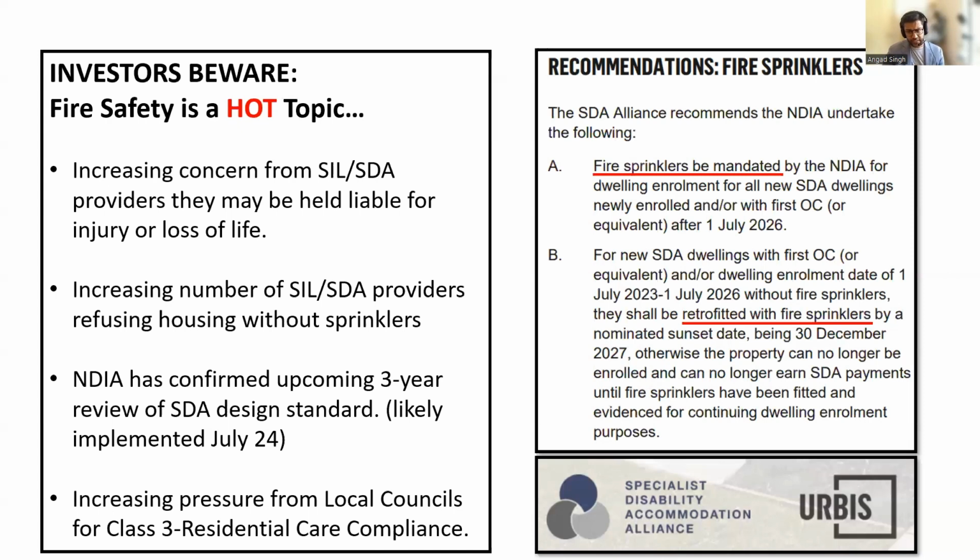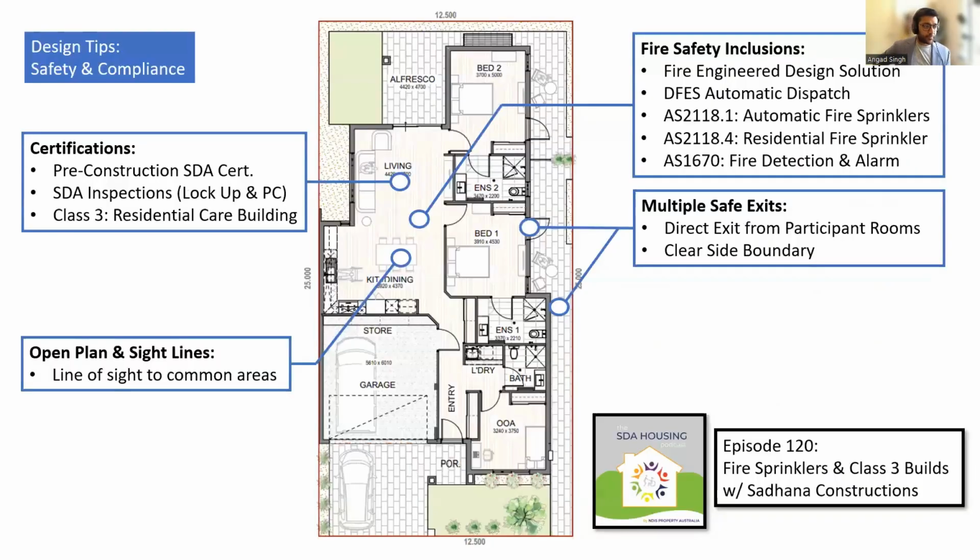We are also starting to see, by the way, in WA, there was a recent story where now local councils are actually refusing applications for Class 1 SDA. And the only way that they're going to let them through is with a statutory declaration from the SDA provider that the people living in these dwellings would not need assistance in evacuating, which obviously no SDA provider can, hand on heart, provide because, well, they're SDAs. Okay, so this is something to keep a very close eye on.